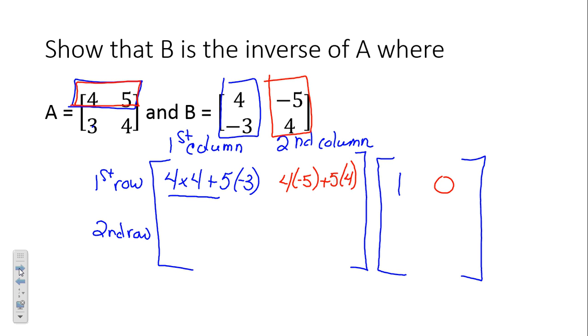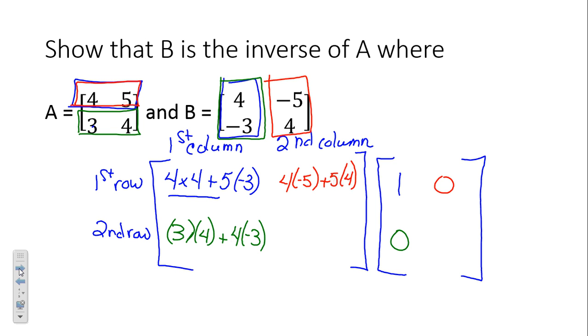Now we're in our second row and our first column in this spot. So we have to take our second row times this first column. So when we do that, we'll have our 3 times our 4, and we'll have our 4 times our -3. So 12 minus 12, gone.